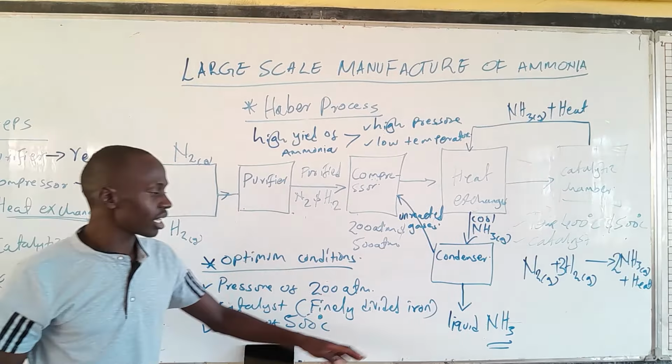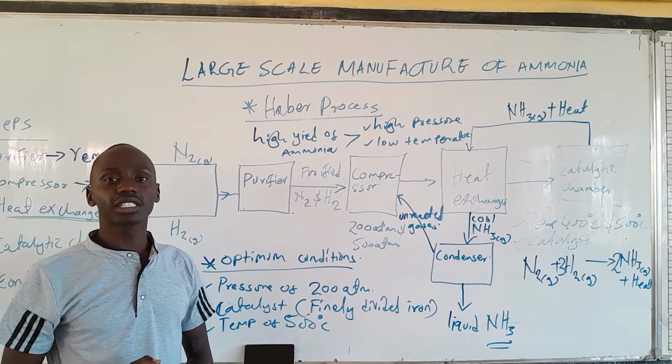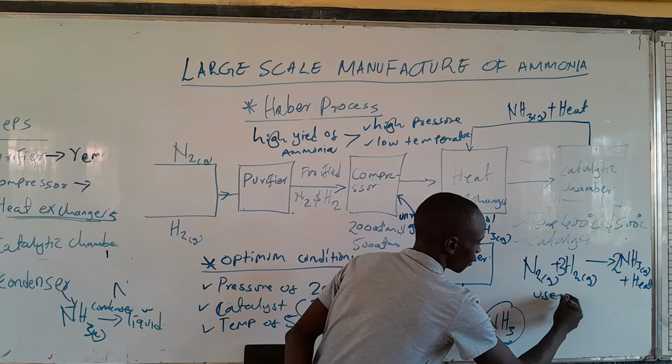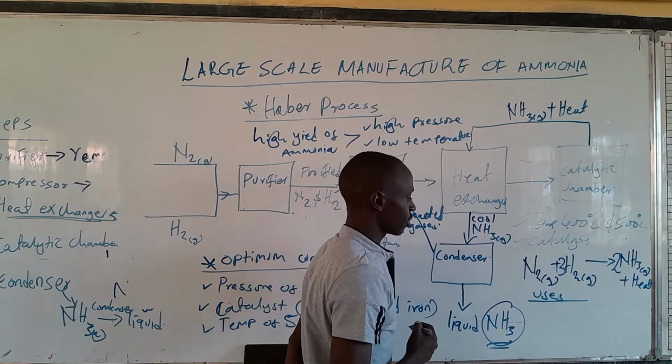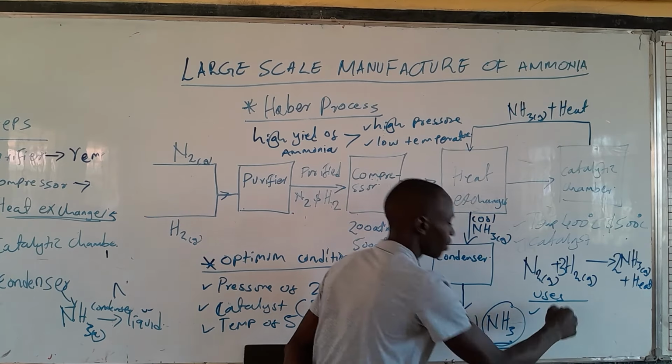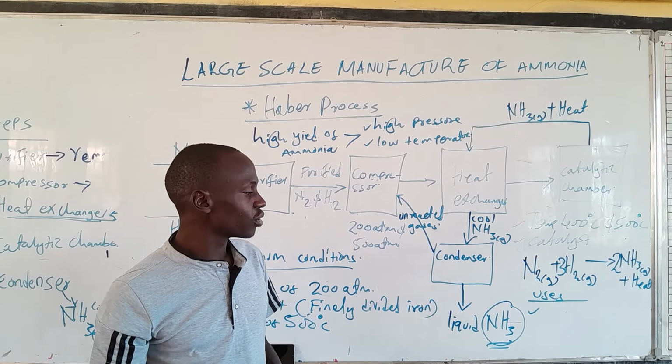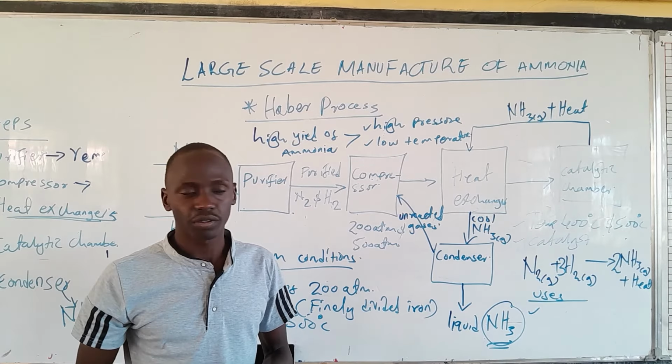This ammonia has at least 2 uses. It is used in manufacture of nitrogenous fertilizer, and also it is used in water softening.